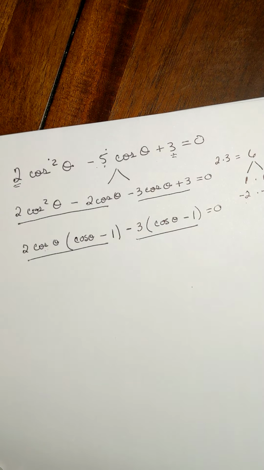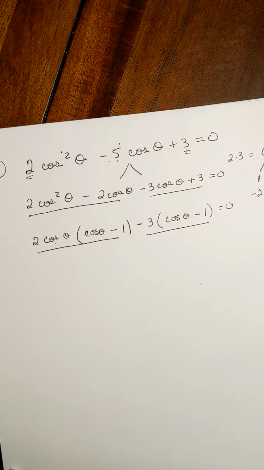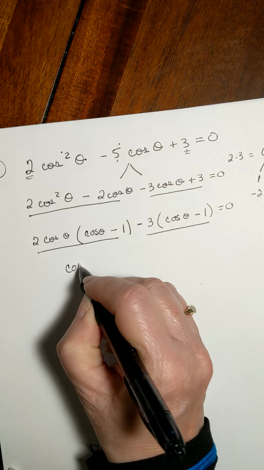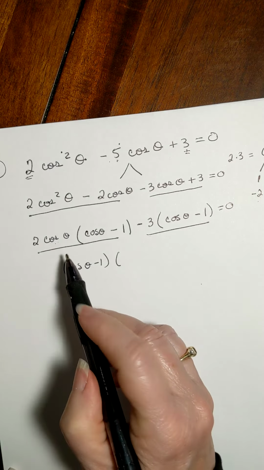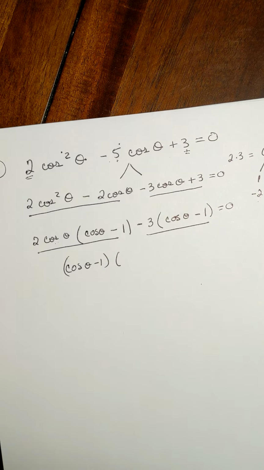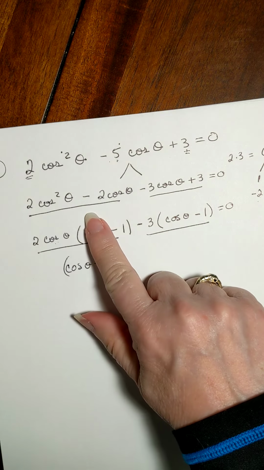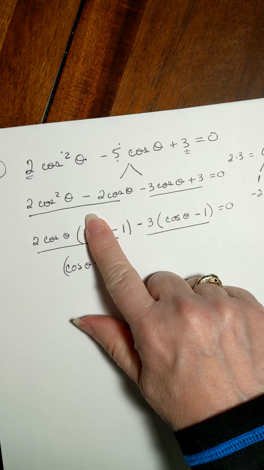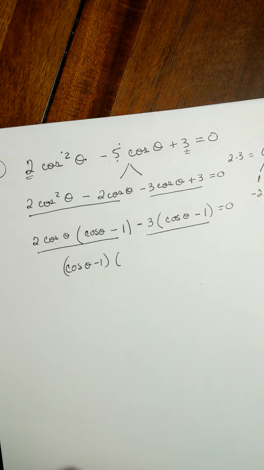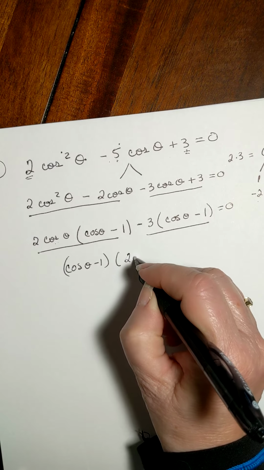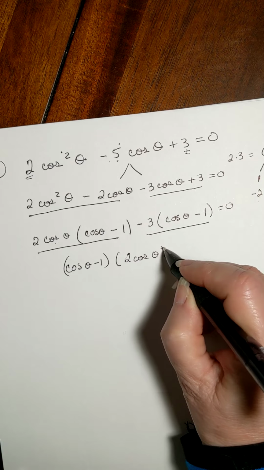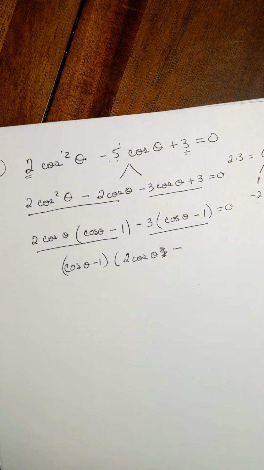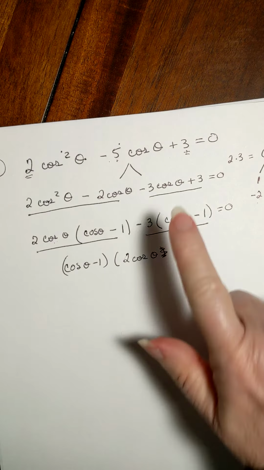Now I have 2 terms. And what's common to those 2 terms? Cosine of theta minus 1. And what am I left with? Well, if I factor out the cosine of theta minus 1, if I take it out of the first term, I'm left with 2 cosine of theta. Minus, if I take it out of the second term, I'm left with minus 3.